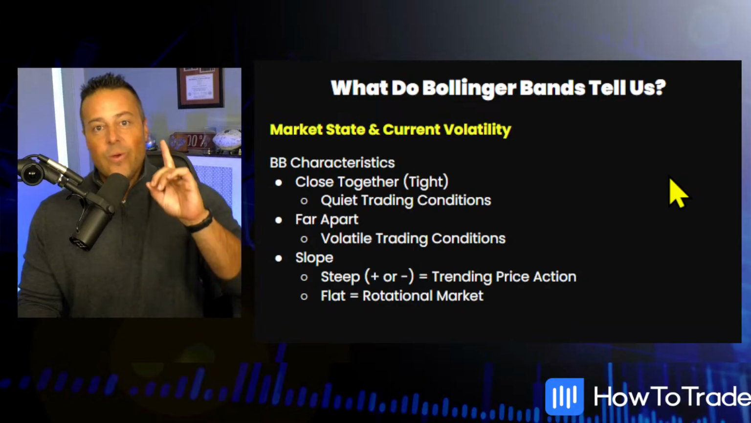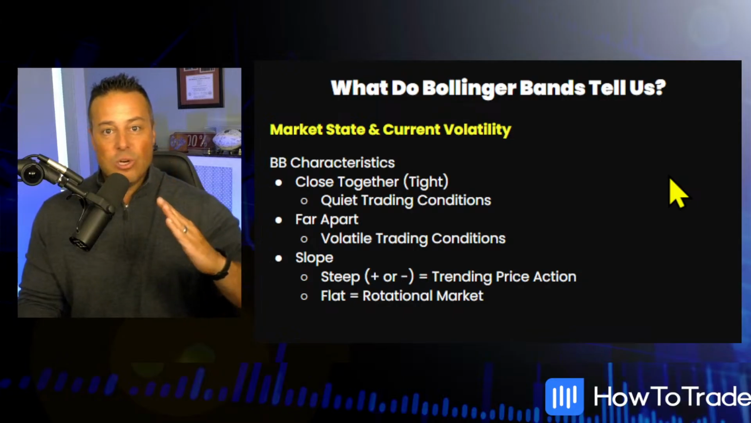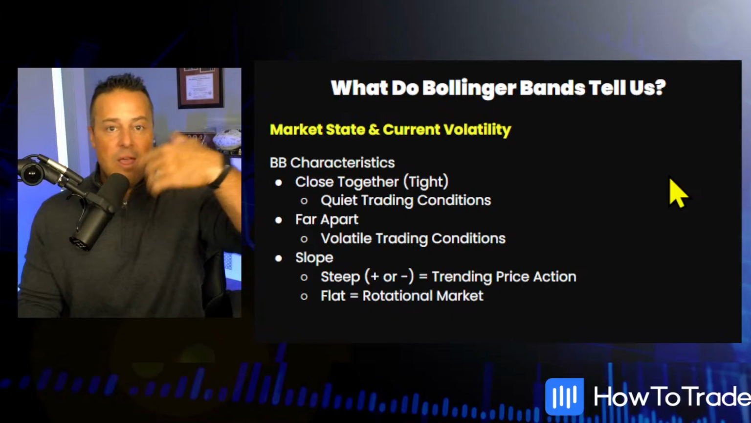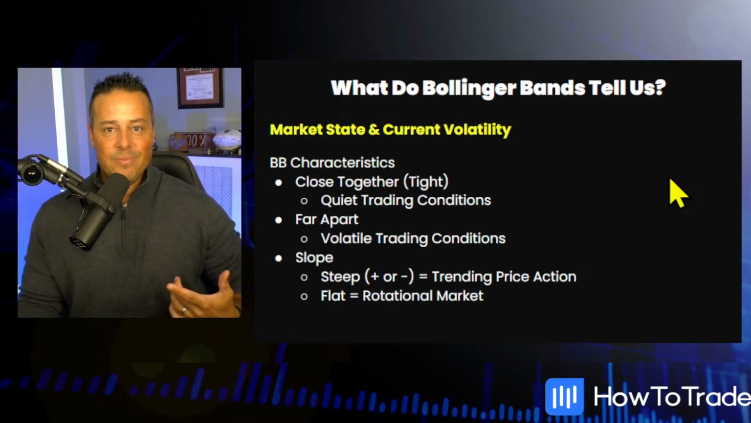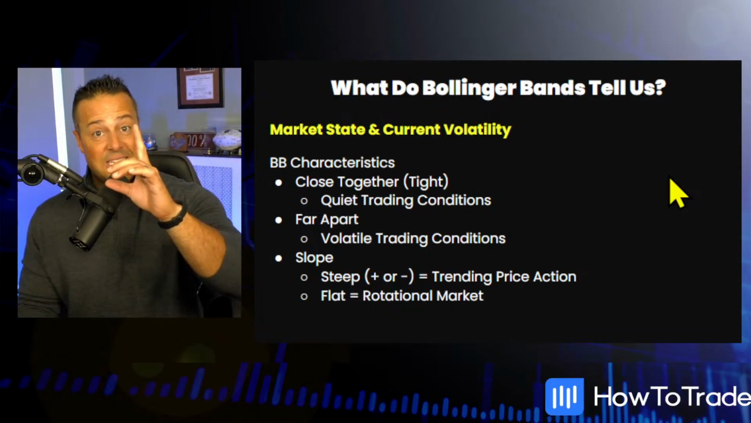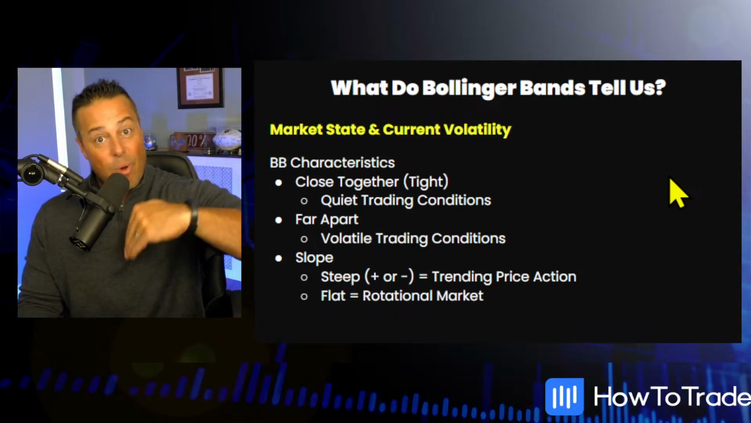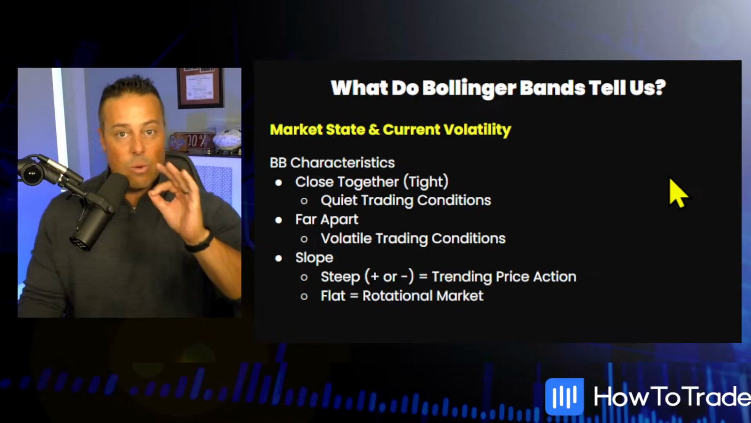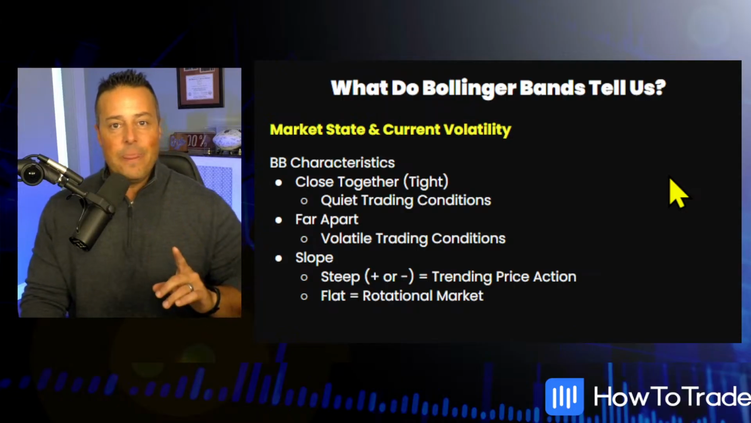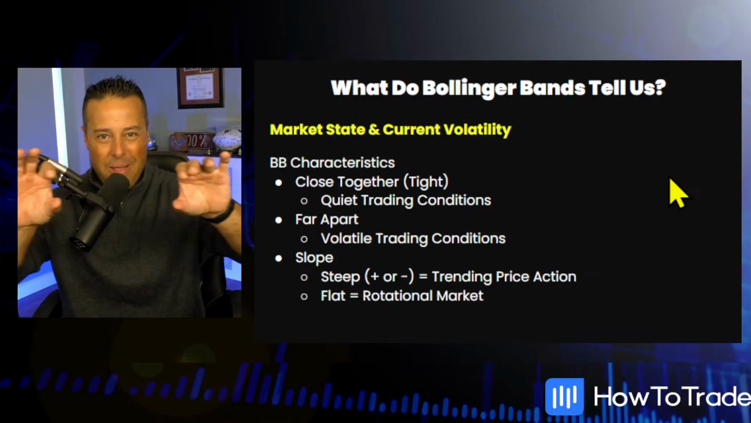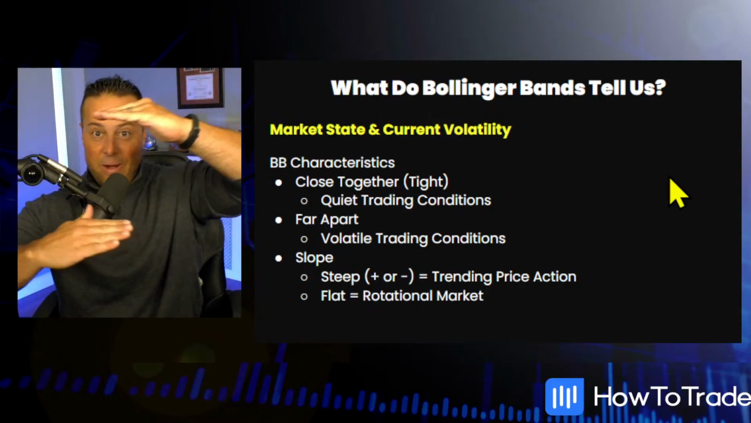Now, when the Bollinger Bands slope really steep up or down, that means we're trending. Means there's a lot of elasticity in there. And when price is sort of hugging an upper or lower Bollinger Band or breaking out of those Bollinger Bands, that means that we're beginning to trend. That's very key.